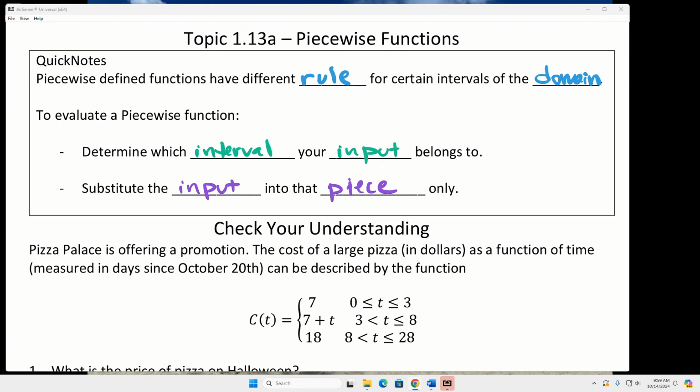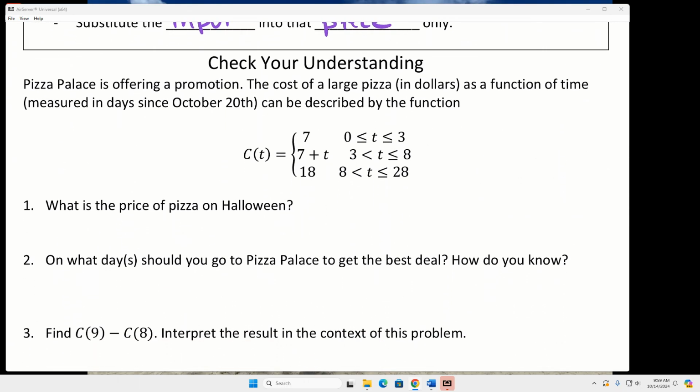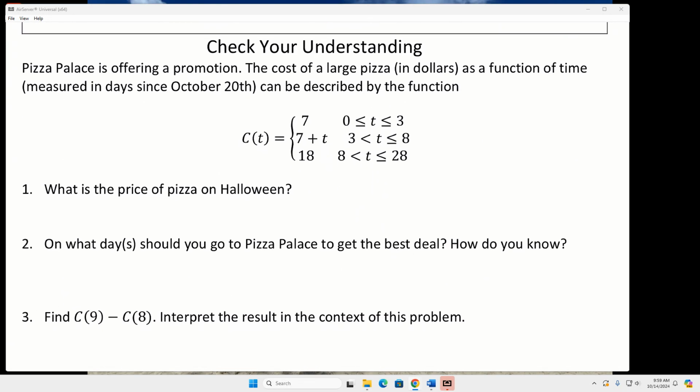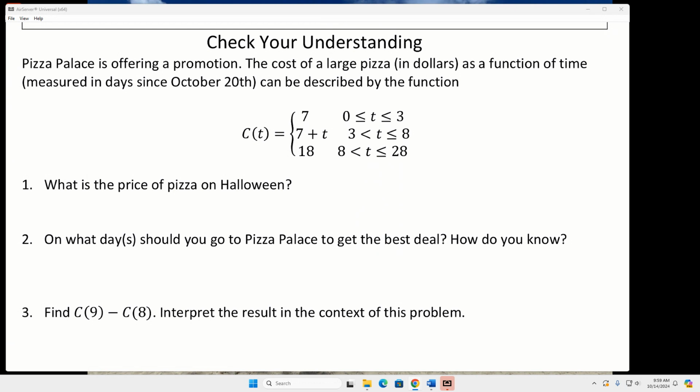All right, so this first example is another application about buying pizza. So Pizza Palace is offering a promotion. The cost of a large pizza in dollars as a function of time measured in days since October 20th can be described by this piecewise function. And so on number 1, it has the price of a pizza on Halloween. So what is T on Halloween? It should be the number of days since October 20th.